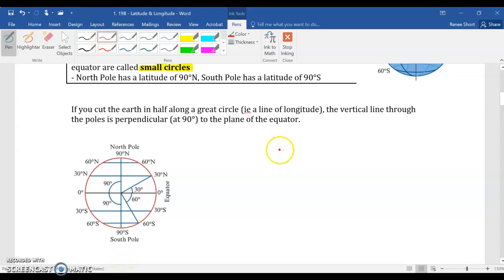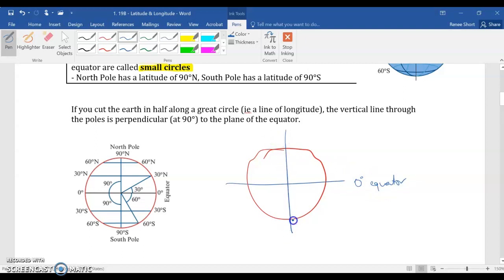If I draw another circle here, a beautiful circle, I can think about the equator here. This is at 0 degrees, so this is my equator. If I'm now thinking about the South Pole being down here, this is me moving 90 degrees south, and my North Pole up here is at 90 degrees north.